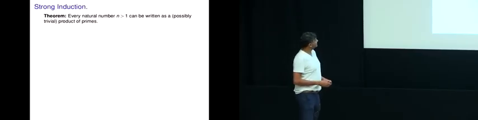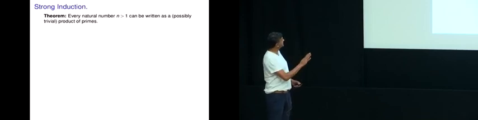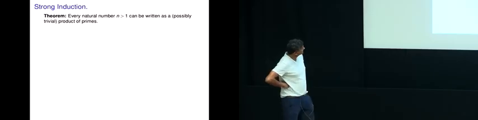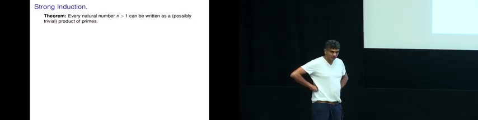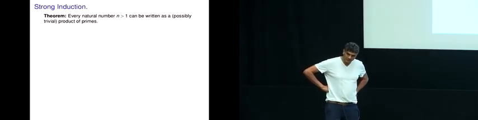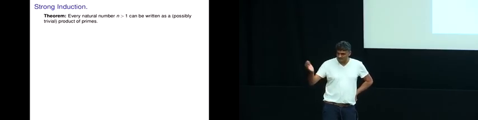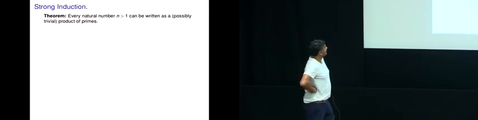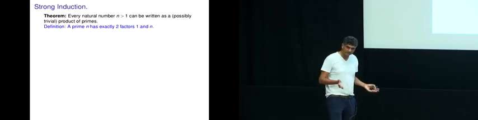Okay, so now strong induction. That's called strengthening, not strong. Every natural number n greater than 1 can be written as a possibly trivial product of primes. So if it's prime, how do you write it as a product of primes? Yeah, itself and 1, or just itself. Okay, we're going to allow you to write it as itself. So a prime n has exactly two factors, 1 and n. Here we're going to start with n and we're going to break it down.